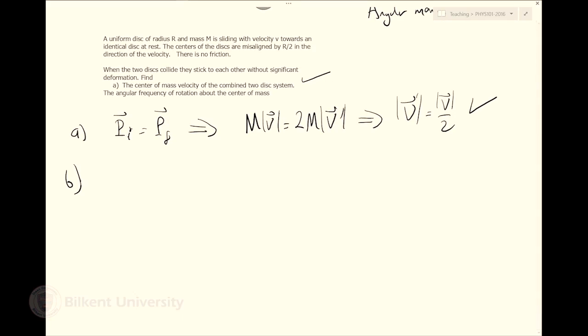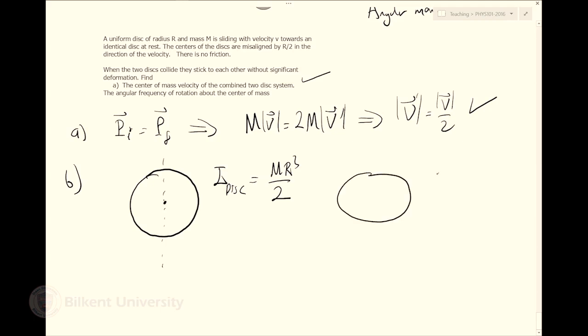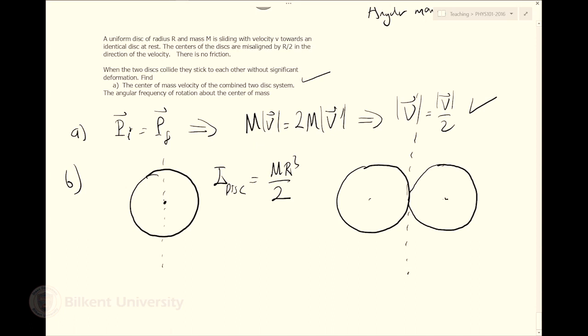Great. So now for part B, we have to be a little bit more careful. First, let's do some basics. You could have looked up, or maybe you would remember, that the moment of inertia of a disk around its center of mass is mr squared over 2. Let me try to be more clean with my objects. Where is the center of mass of this combined object? Exactly at the contact point, right?